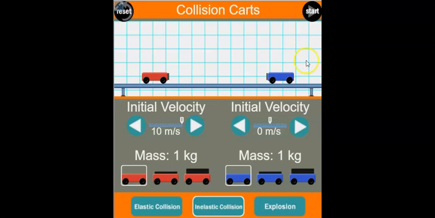Let's take a look at the simulation. Here we have the red car, mass 1 kilogram, and the blue car, mass 1 kilogram. We're going to set the initial velocity of the first car to 10 meters per second. We're going to set the initial velocity of the blue car to 0 meters per second. We're going to have an inelastic collision where they lock together. Let's run the simulation. And there it is. Both move off together at 5 meters per second each.